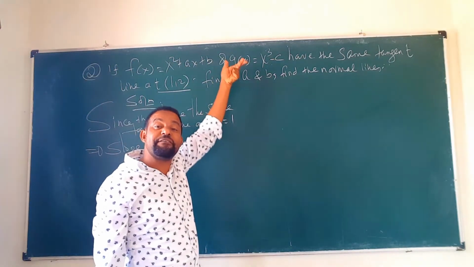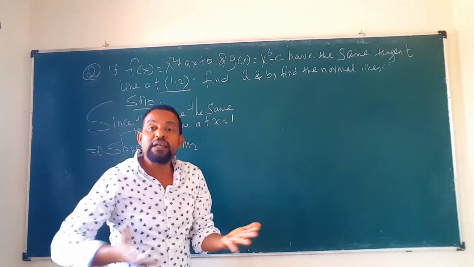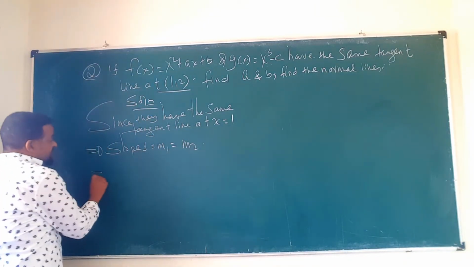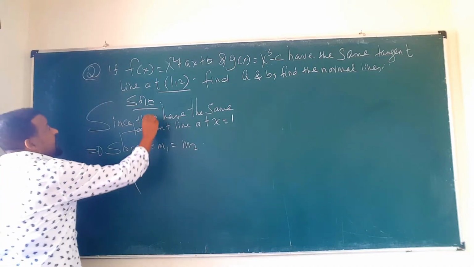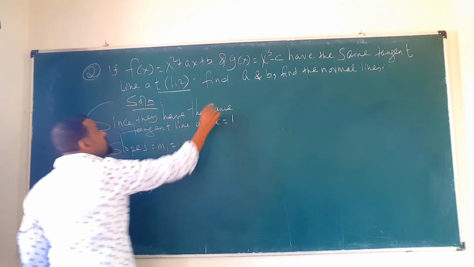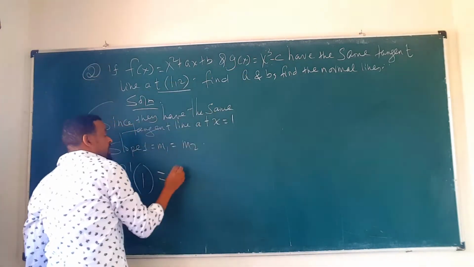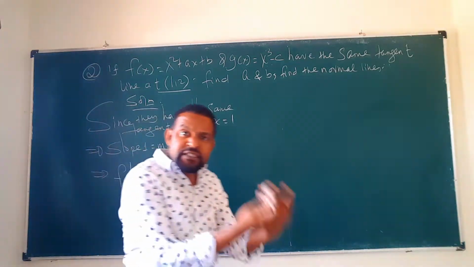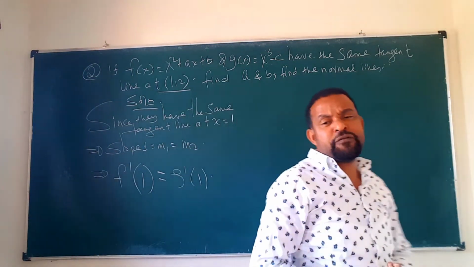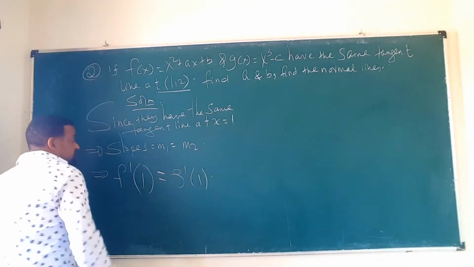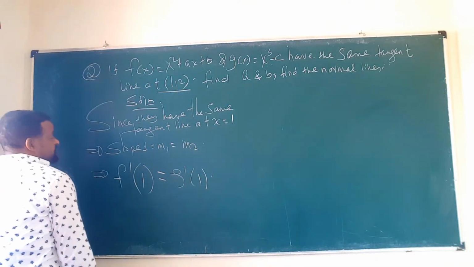The g of x graph tangent line and the f of x tangent line are the same, which means their slopes are the same. So m1 is equal to what? m2? m1 is the first derivative of the function at 1, and m2 is the derivative of g at 1. So they have the same tangent line, which means the slopes of the tangent lines are the same.